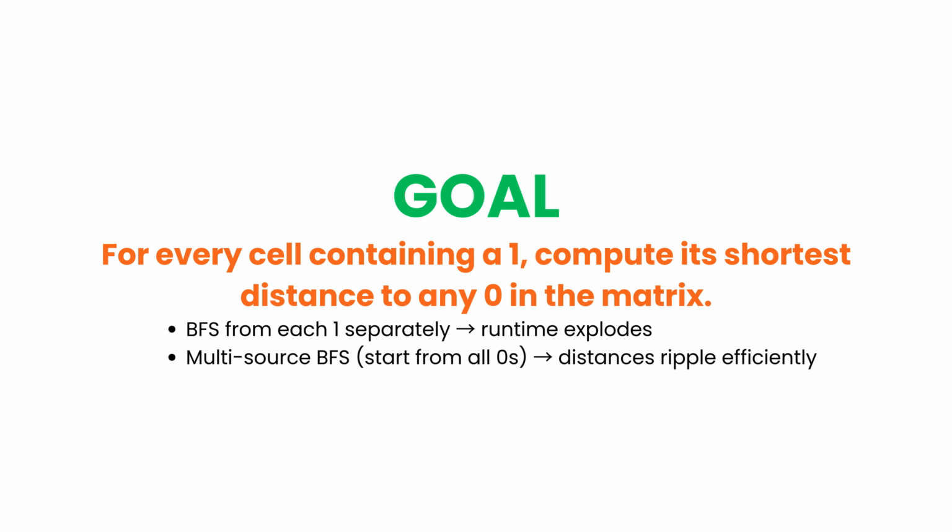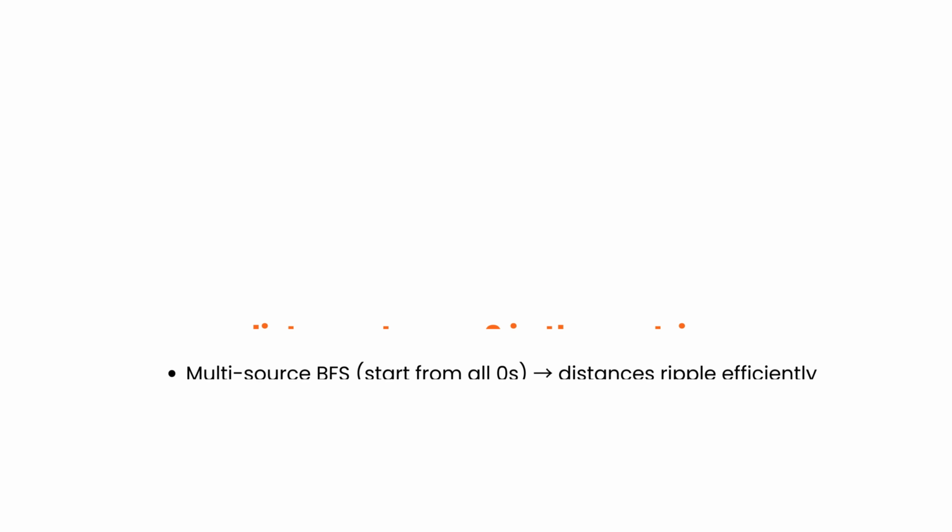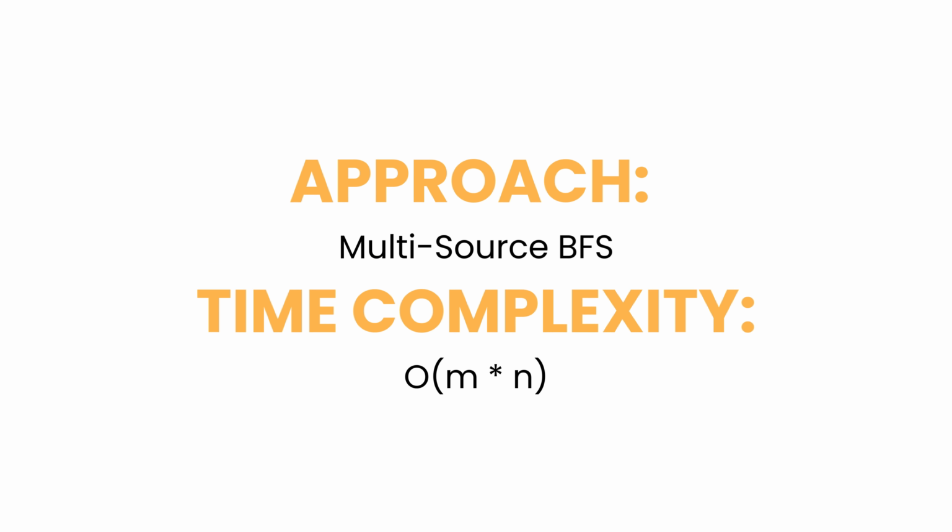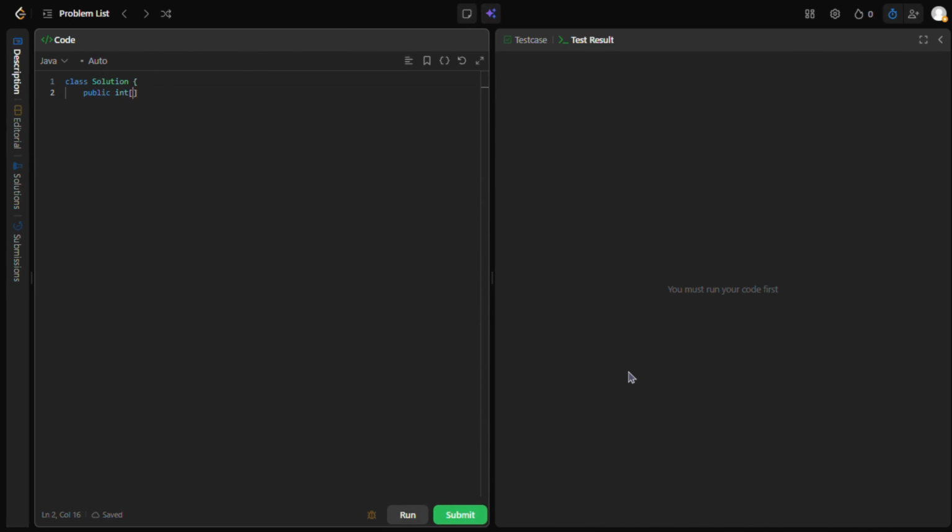Let's walk through this solution. The main goal here is simple. For every cell containing a 1, compute its shortest distance to any zero in the matrix. If we try BFS from each one separately, the runtime explodes. If we use multi-source BFS, starting from all zeros at once, the distances ripple outward efficiently. Approach, multi-source BFS, time complexity O(MN). This begins the method that computes distances for the entire matrix.